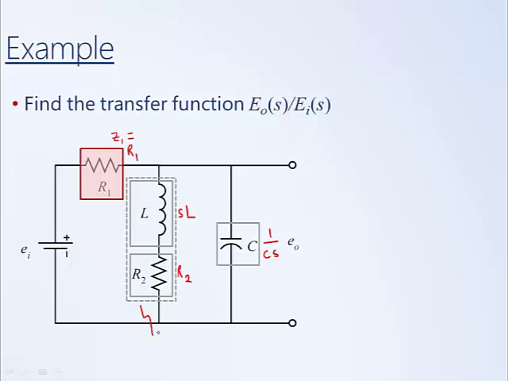And so if we recall back to how to combine resistors in series, you recall that the resistance is sum. So using that same idea, the impedance is sum. So the impedance of this branch with these two components in series is SL plus R2. We can then notice that this branch is in parallel with this branch.